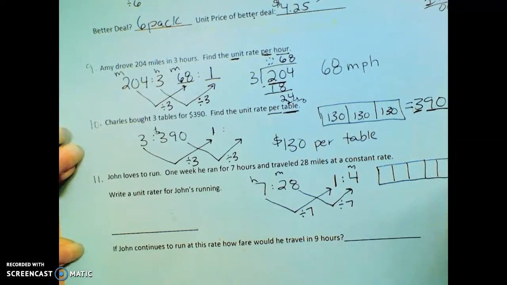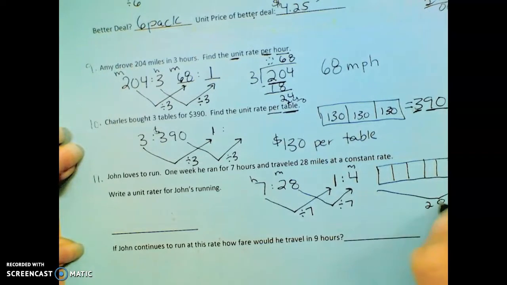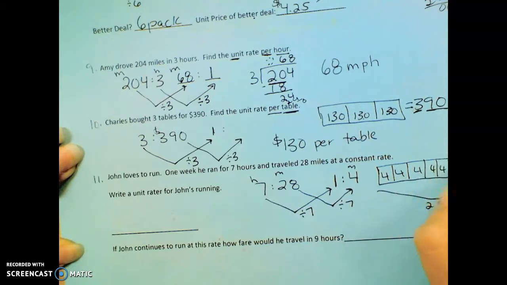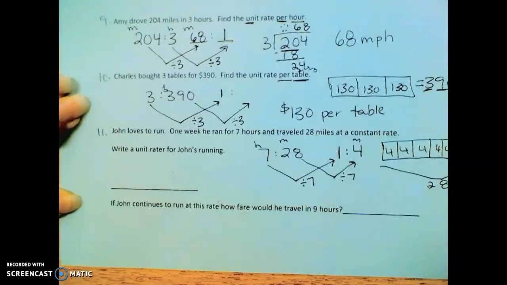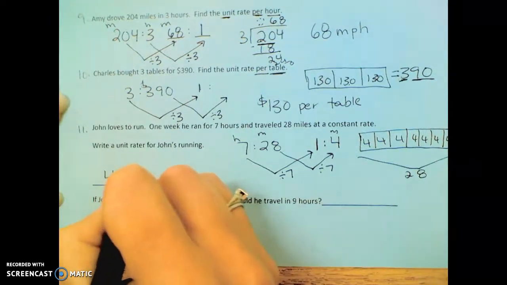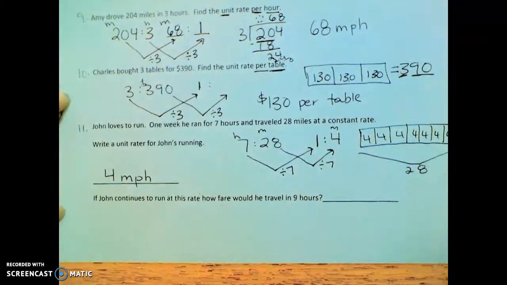And in total, he ran 28 miles. So how much did he run in each of these hours? He would have had to run 4 miles in each of those hours. So his rate is 4 miles per hour.